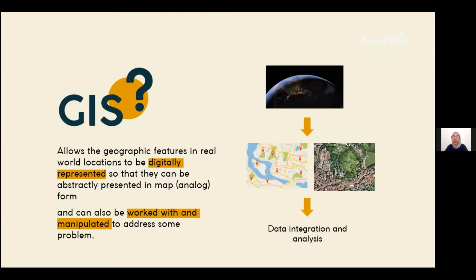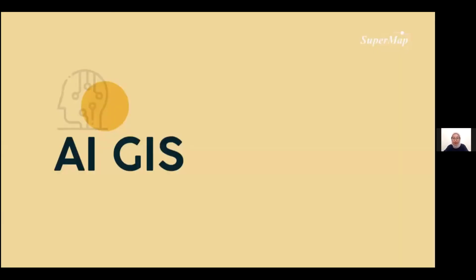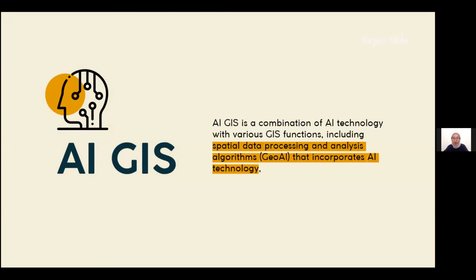And what about the AI GIS integration in SuperMap? Actually, since 2019, last year, SuperMap has developed its functions integrating AI and GIS. AI GIS is a combination of AI technology with various GIS functions, including spatial data processing and analysis algorithms, or GeoAI, that incorporates AI technology, and a general term for a series of technologies of the mutual empowerment of AI and GIS.